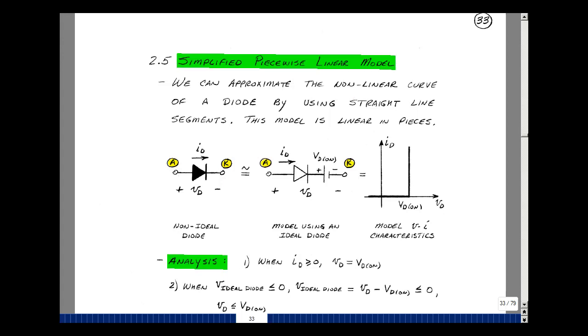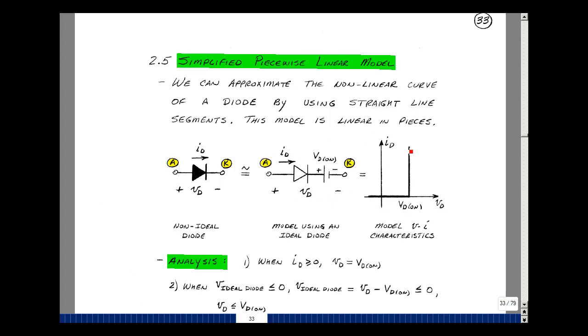Let me propose one in the following way. Let's take a non-ideal diode between anode and cathode. Let me model that with an ideal diode and a battery equal to VD on. What I'd like to show is that if you plot the voltage across the non-ideal diode and the current through it, you get the following VI characteristic.